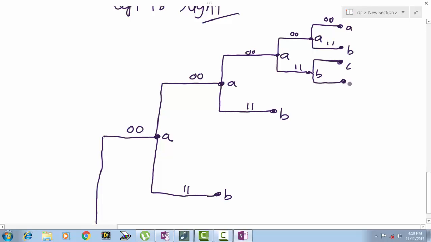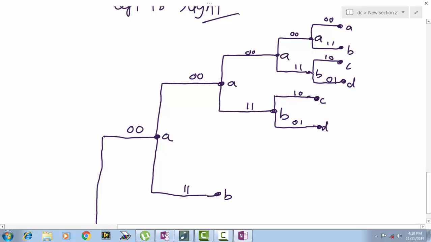If the input is 1, we'll move to state D. The corresponding outputs are 1 0 and 0 1. Okay, now come to here, B. When you are in state B, if the input is 0, we'll move to state C. If the input is 1, we'll move to state D with the outputs of 1 0 and 0 1.